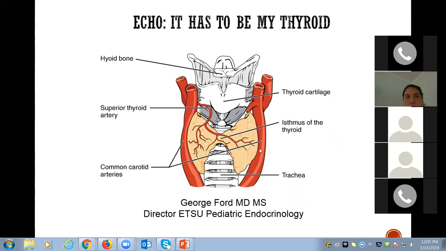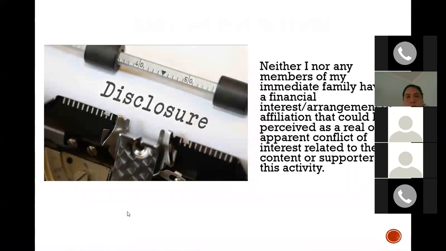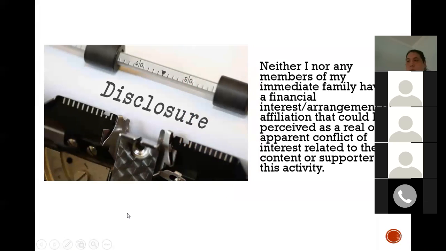Let's see. Click to make it go forward. There we go. I don't have any disclosures. I don't have any financial interests in the thyroid. If anyone knows of some, let me know.